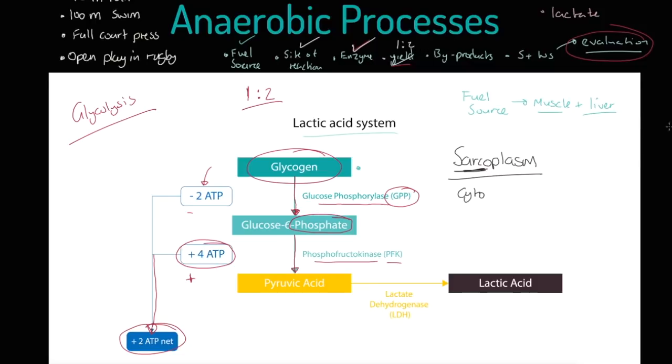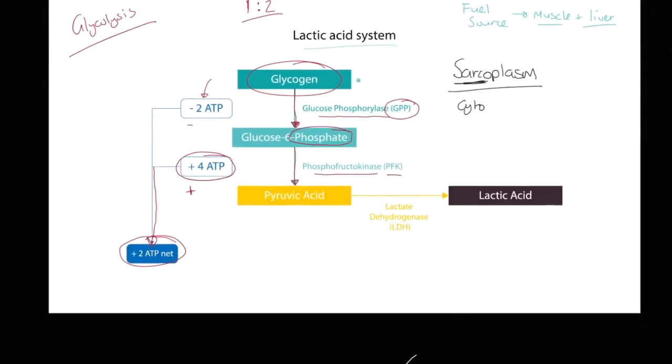Now, this is where it gets slightly negative. What pyruvic acid wants to do is continue down here and become an aerobic process. However, in our examples, full court pressing basketball, 400 meter sprint, 100 meter swim, what we're saying is that there is insufficient O2.